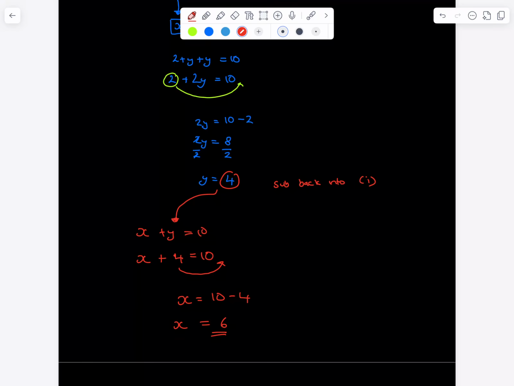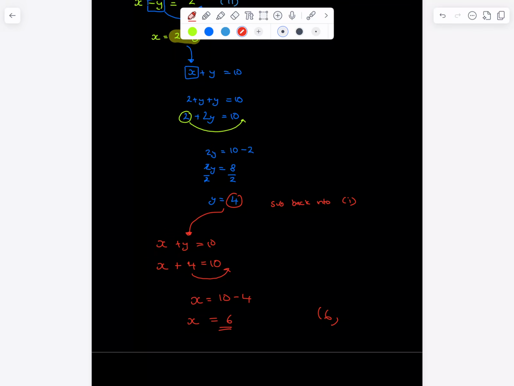And we write our solution in coordinate form. So it should be 6, sorry, it should be 6 as my x value, and my y value is 4.